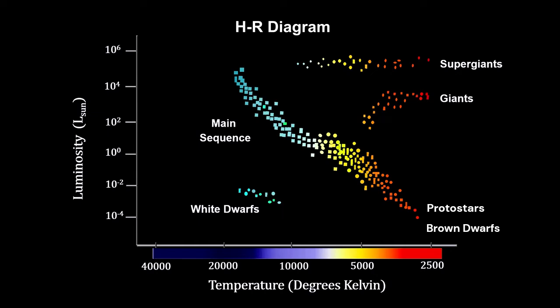The HR diagram is the most important tool in the astrophysical concept of stellar evolution. Each part of it tells its own unique story. We will be exploring this diagram in this video. The diagram is a plot between the luminosity of a star and its corresponding temperature.